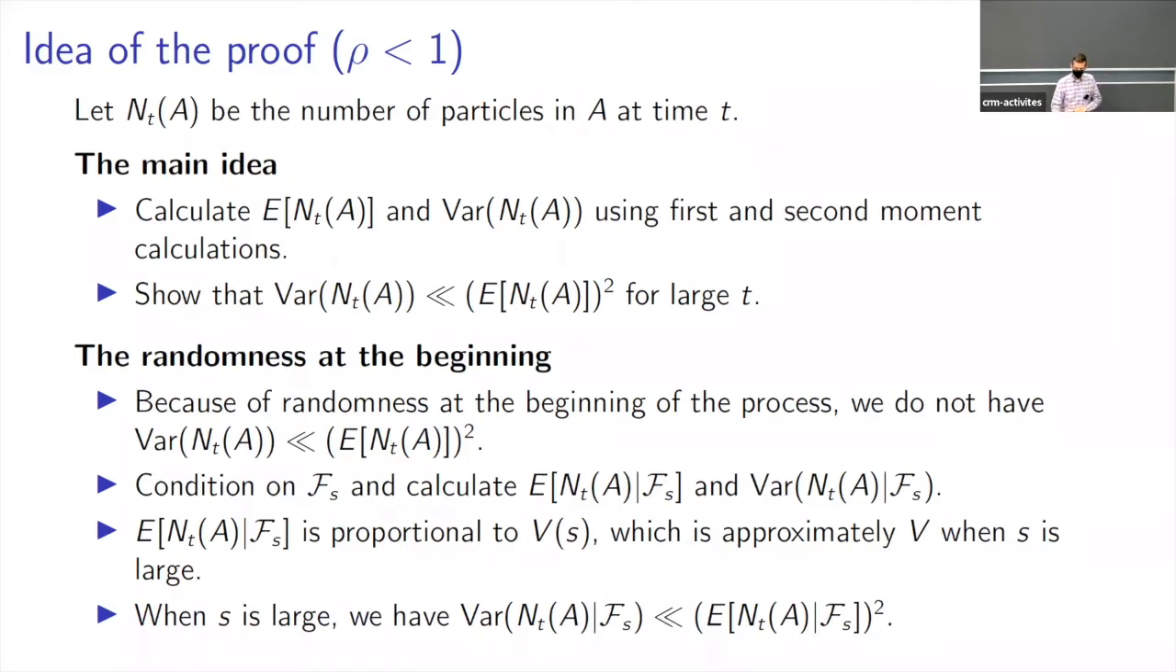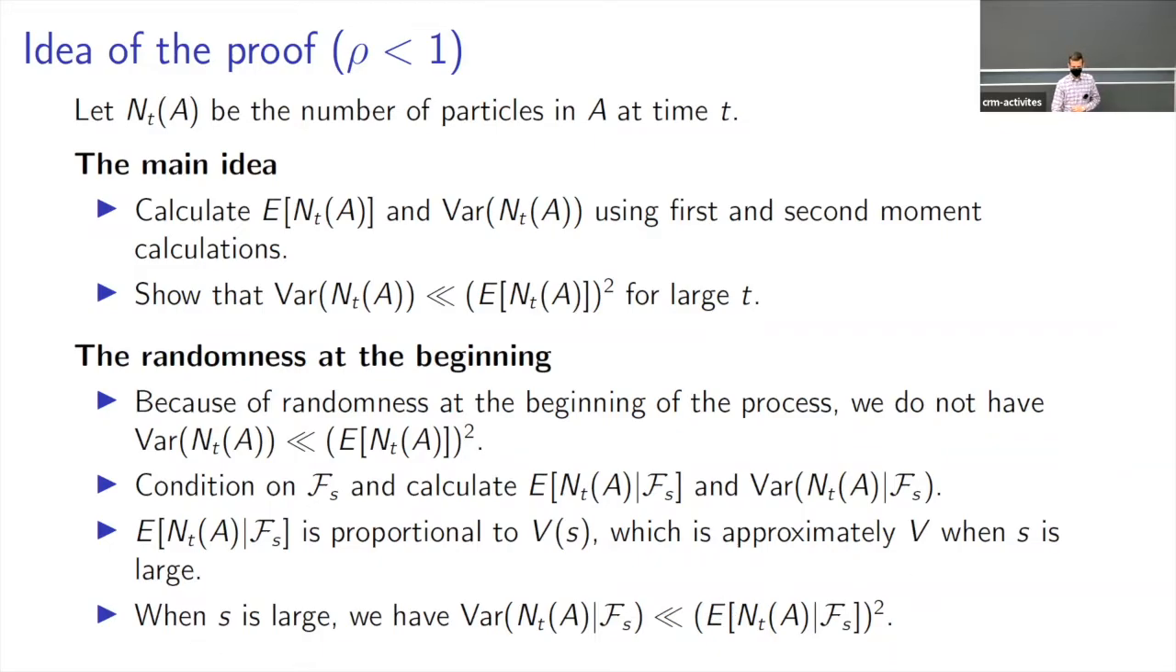So what we have to do instead is to fix some large positive time s, and then we calculate the mean and variance of the number of particles in the set A at some much later time t, conditional on everything that happens up to time s. Now, the expected number of particles in the set A, conditional on F_s, is going to be roughly proportional to the value of the martingale V(s). And if we take s to be large, that's going to be approximately equal to V.